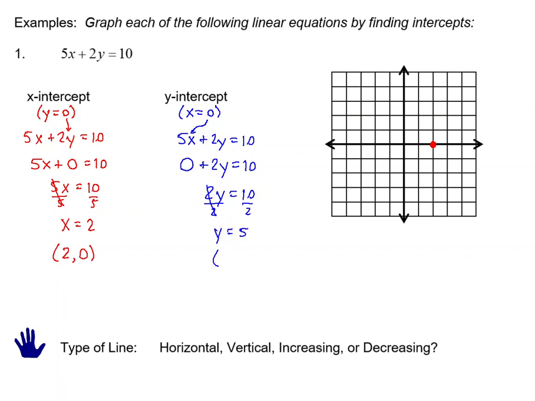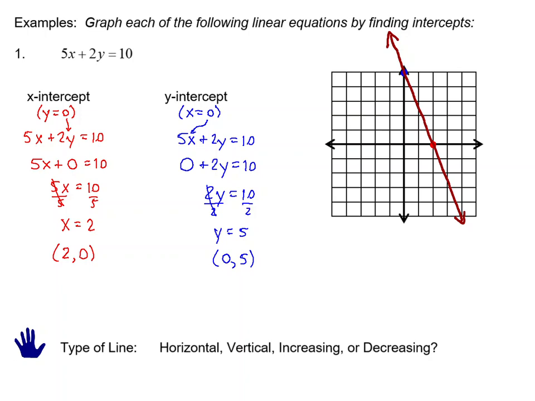Let's write that as an ordered pair. The x-coordinate is 0, the y-coordinate is 5. Let's plot this point on the y-axis. 1, 2, 3, 4, 5. That is (0, 5). Now that I have 2 points on my line, I can get my straight edge and connect the two to make one graph of a line right there. I'm going to put arrowheads on both sides so that I know that pattern continues forever.